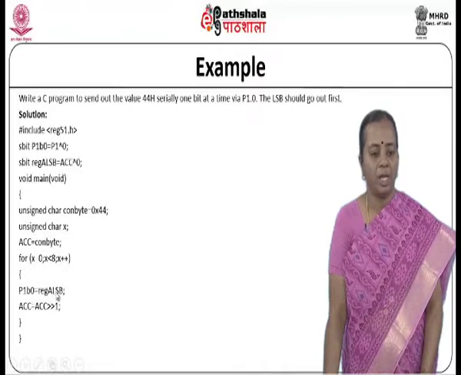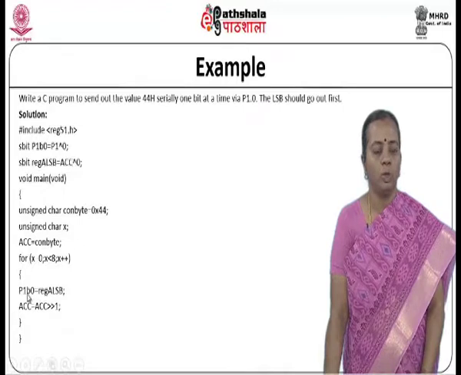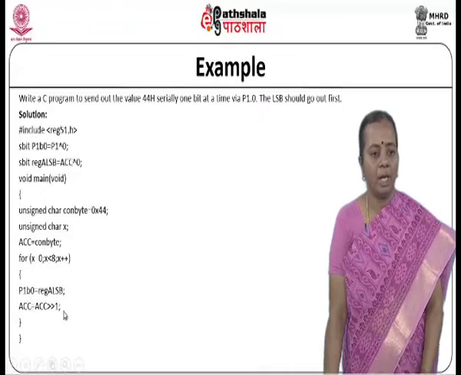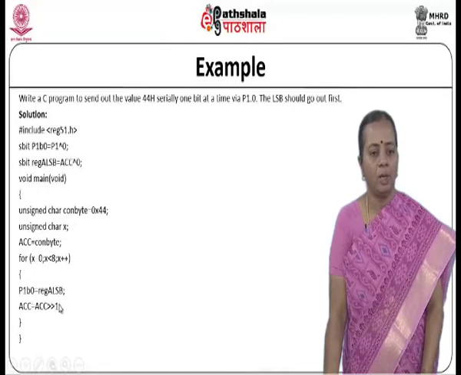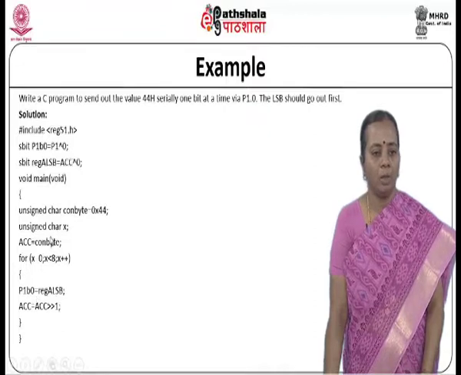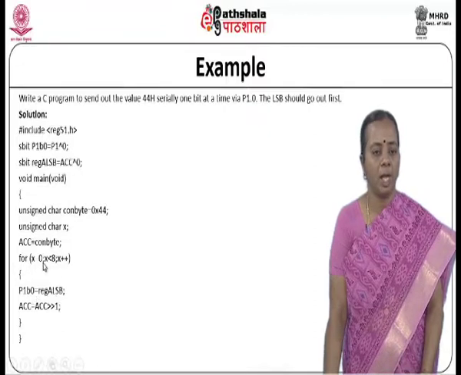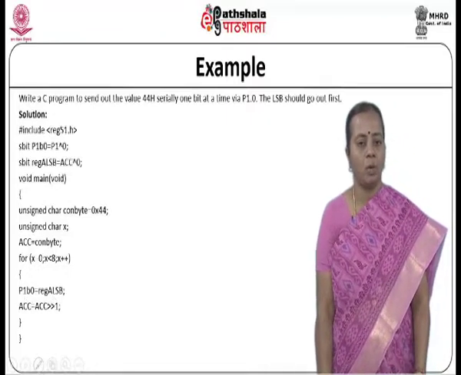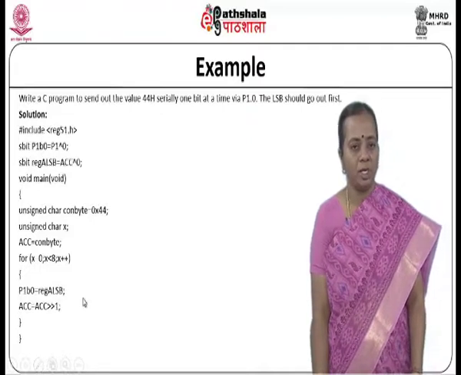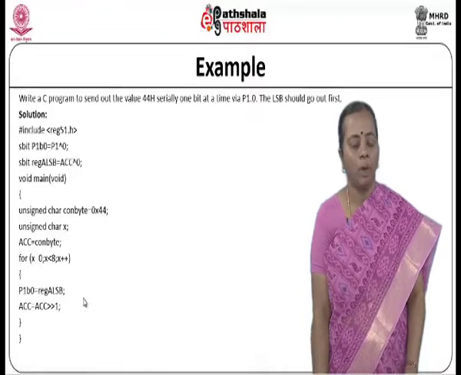Because of that, the second bit which is available as ACC.0 is moved to port 1 0th pin. Again it is shifted by 1 position, so the third bit is coming over here. Now, because of the rotation, the third bit goes to P1.0. That way, the whole data which is given in A is sent bit after bit to P1.0. So, by using this particular code, I will be in a position to demonstrate that the data given over there is sent serially through pin 1.0.